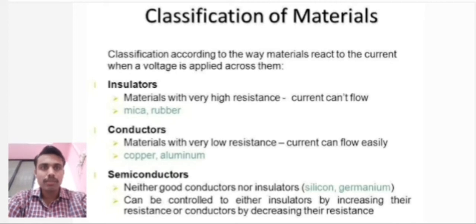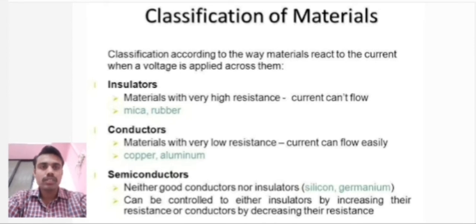Before starting semiconductors, we should understand why they are different from the other two, insulators and conductors. Insulators are those materials which have very high electrical resistance. As they have high electrical resistance, their conductivity must be very less. Examples of insulators are mica and rubber, along with plastic, wood, and glass. That means current cannot flow through insulators.